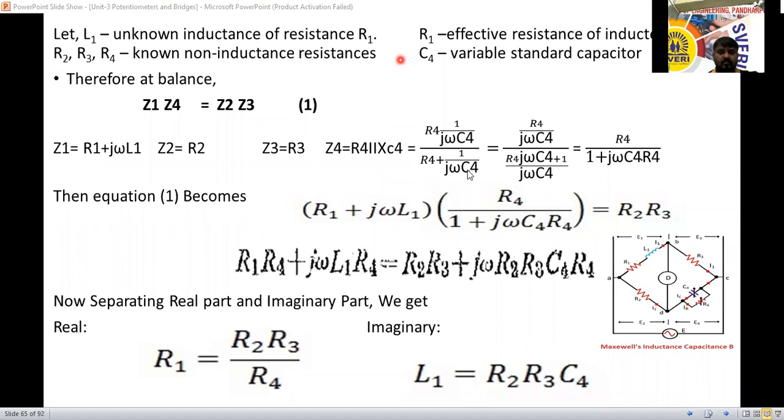So here this Z1 we are going to call Z1 equal to R1 plus J omega L1. We can write like this. Z1 equal to R1 plus J omega L1, we have written here. Z2 equal to R2 because there is no inductive part here. Direct Z2 equal to R2 we have written. And here also there is no inductor or capacitor. Z3 equal to R3 we have written here now.